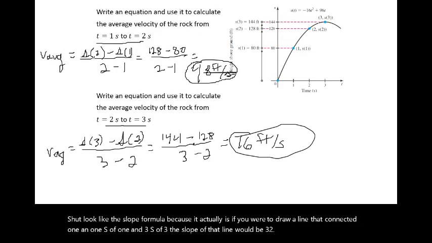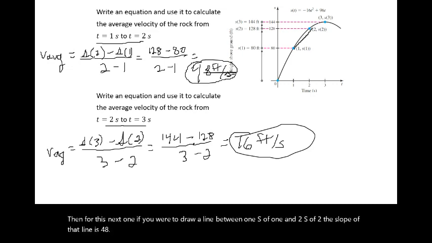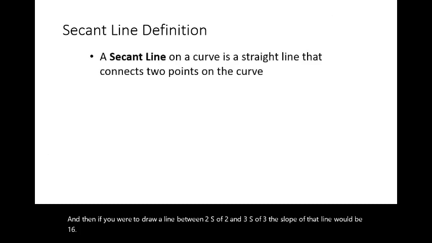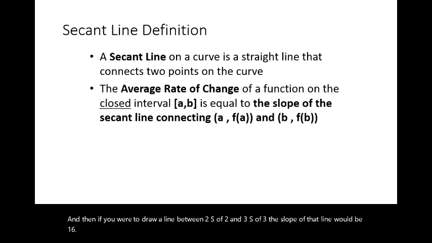Then for this next one, if you were to draw a line between 1, s of 1 and 2, s of 2, the slope of that line is 48. And then if you were to draw a line between 2, s of 2 and 3, s of 3, the slope of that line would be 16. And those are what are called secant lines. A secant line on a curve is a straight line that connects any two distinct points on that curve.